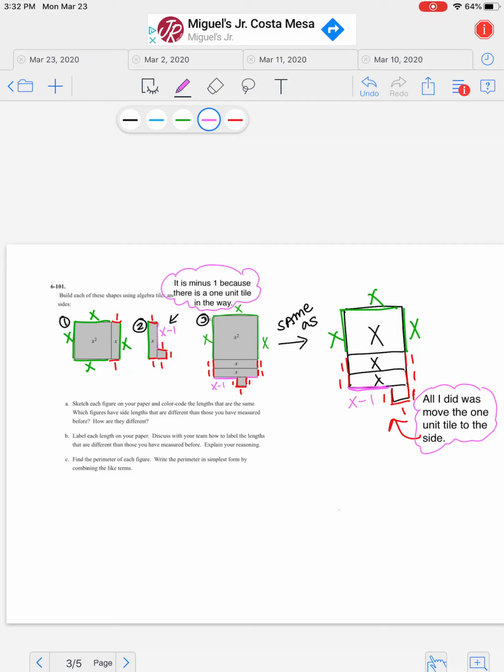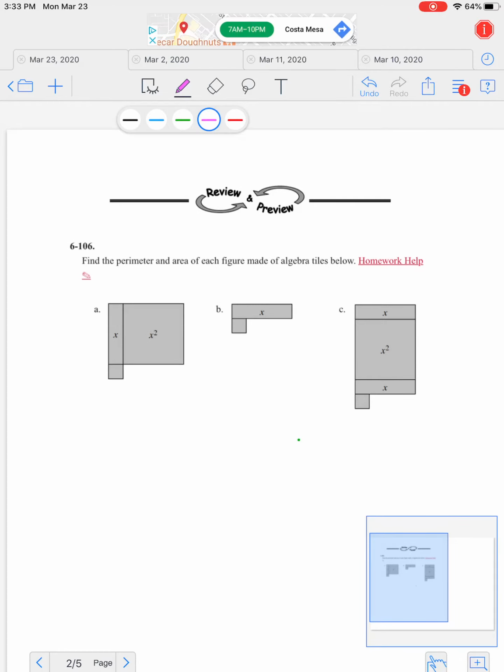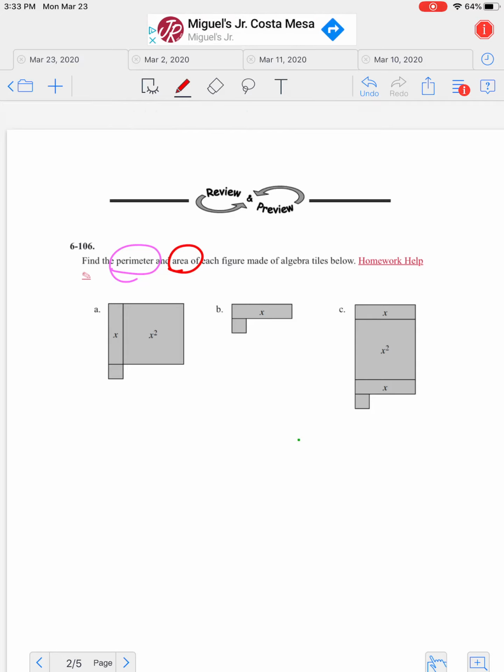All right, let's move back to problem number 106. So 106 is the same thing. You want to label the outside because you need to find perimeter, and you also want to find the area. So we'll do that all over again together. So that's an x over here, x over here. That's a 1, 1, 1, 1. This little x tile is not in the way. It's actually off to the side.